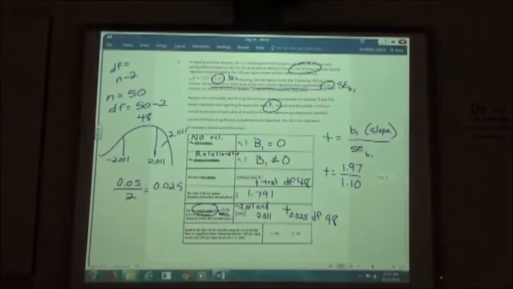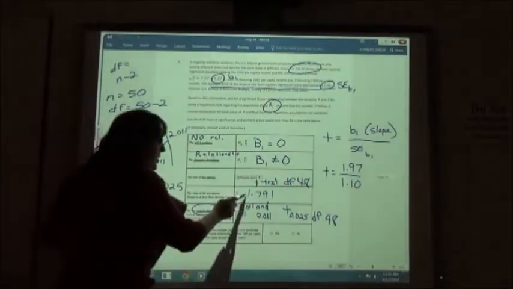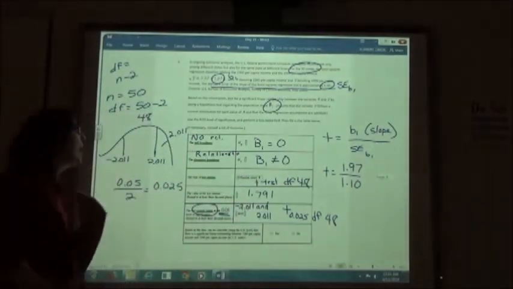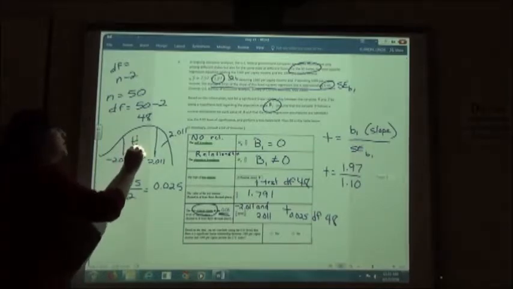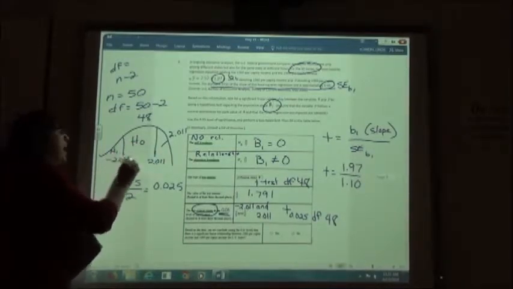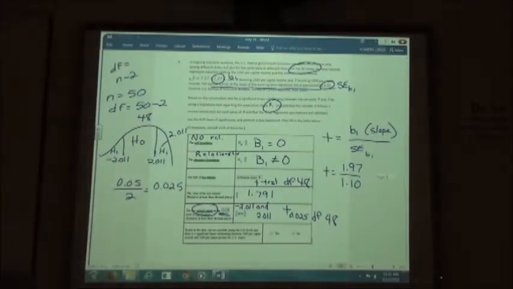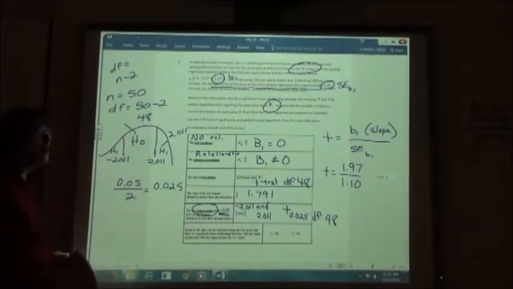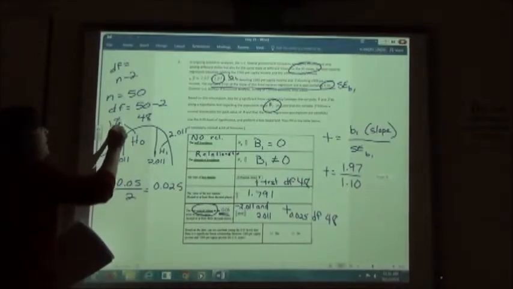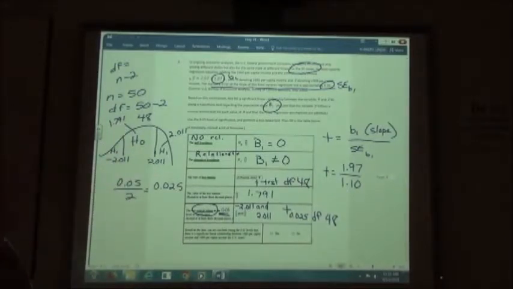So we have to do our test value. Our test value is this number right here, 1.791. The middle section is the null. The two end sections would be the alternative. We want to figure out where that number would be. Is it in one of the ends or is it in the middle? Well, 1.791 would fall in the middle section, right? 1.791 is between these two values.